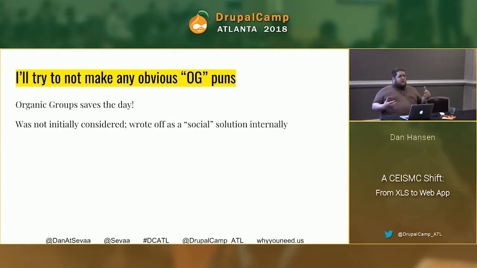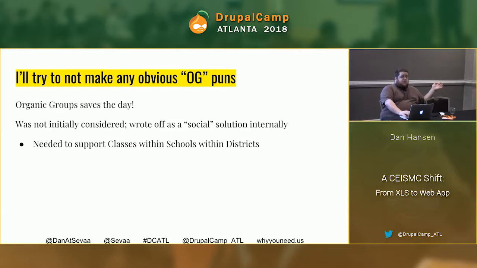If you don't know anything about organic groups, it's basically the ability to take a node of any type and then attach nodes to it of any other type. You could set limits on what types of nodes or users even are attached to that group node. And in that way, you can sort of build an architecture of forums or friend groups and social media environments, or in our particular case, all the different classes within schools, within districts that we needed to put together. OG carried that model very well.